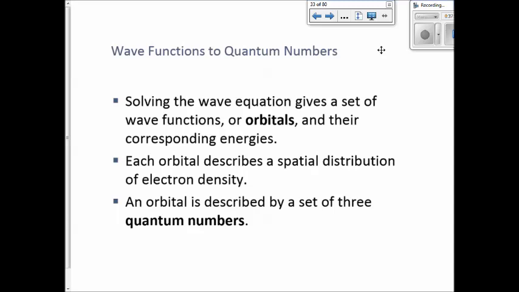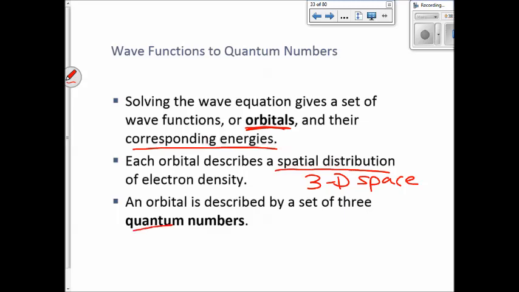Now, we need to talk about orbitals, because this is where the important application level is and where your problems are going to be coming from. The wave equation gives us a set of wave functions or orbitals and their corresponding energies. Each orbital describes a spatial distribution, like a 3D space where that electron's going to be. The orbital is described by 3 sets of quantum numbers.